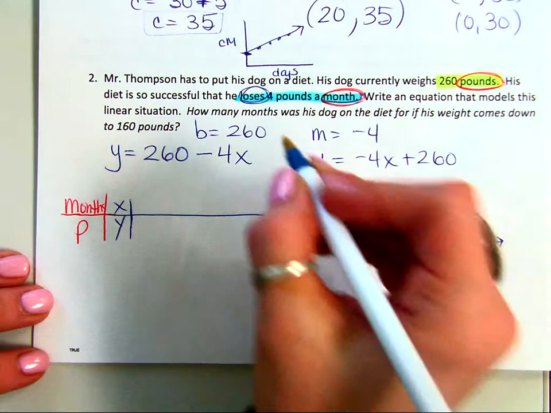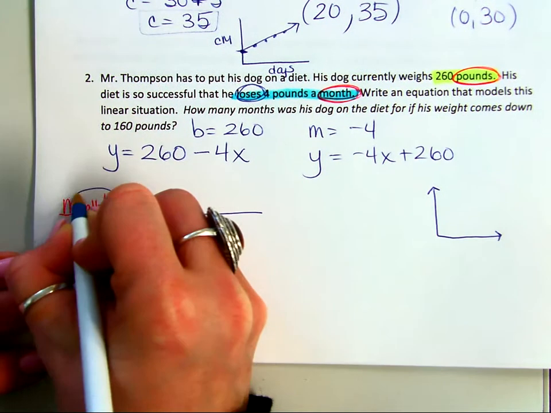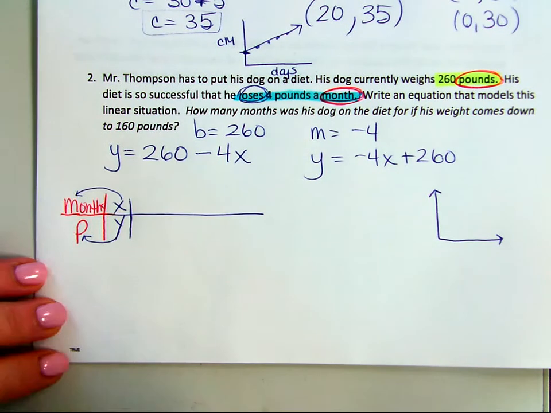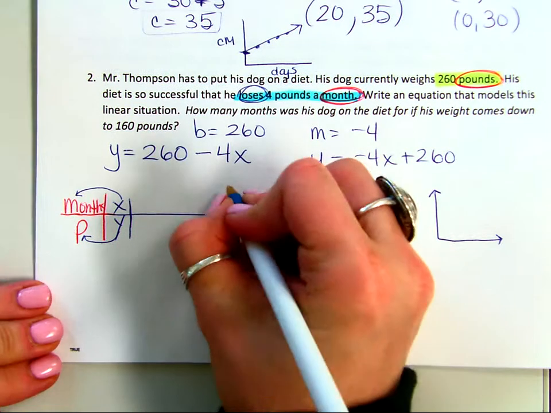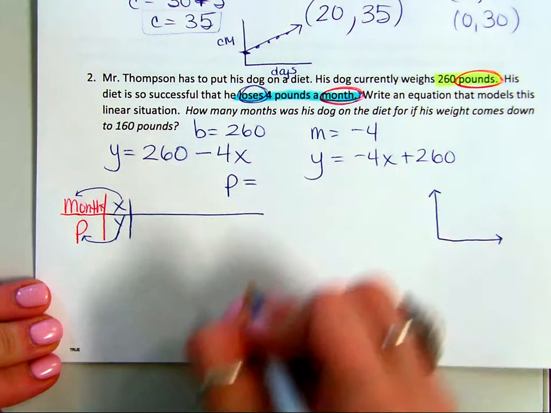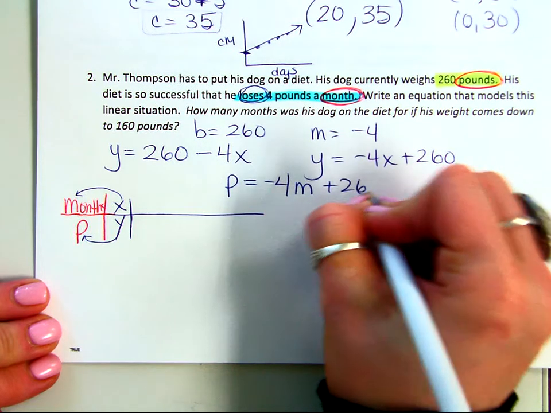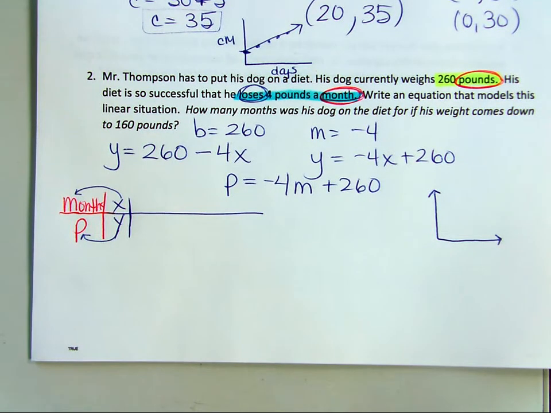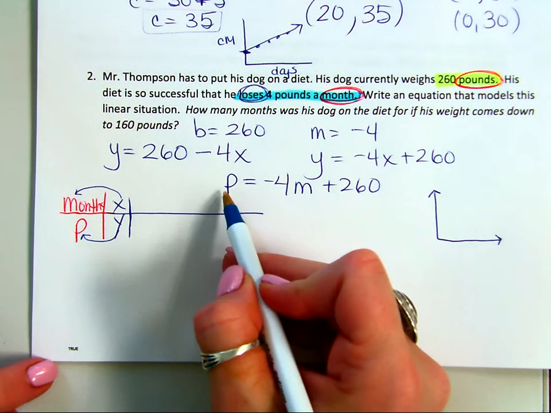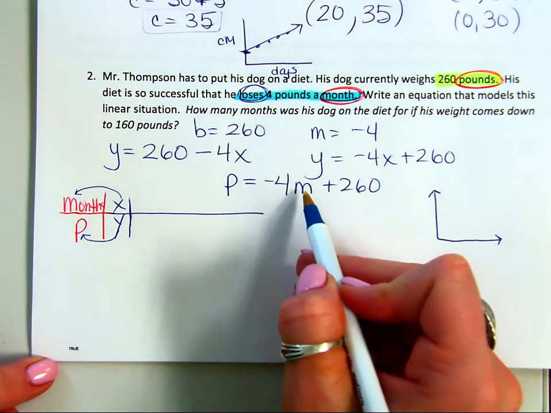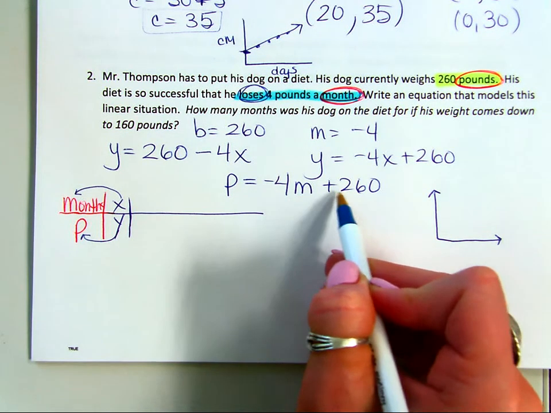So Y is pounds, X is months. So, and here's the deal, guys. Don't try to memorize it. Just think about it. Isn't his number of pounds equal to negative 4 times the number of months he's on that diet plus his starting weight? Like, I just kind of said a sentence and wrote as I said it. He weighs negative 4 times however many months he's on this diet for, but he's got 260 pounds to start with.